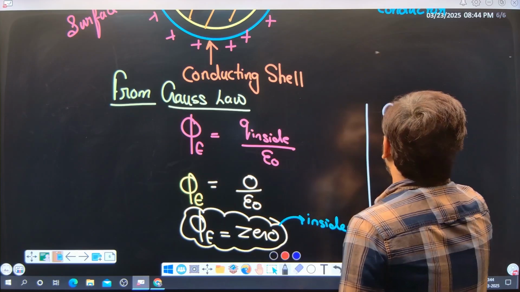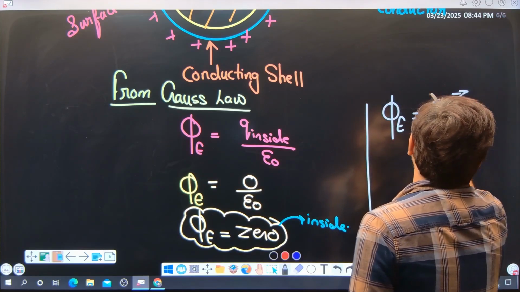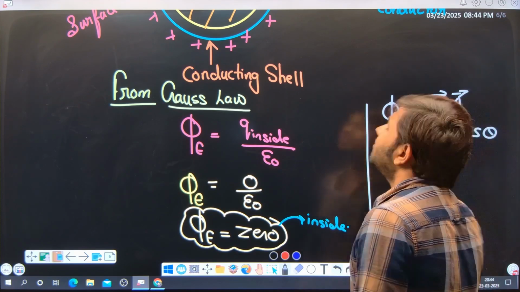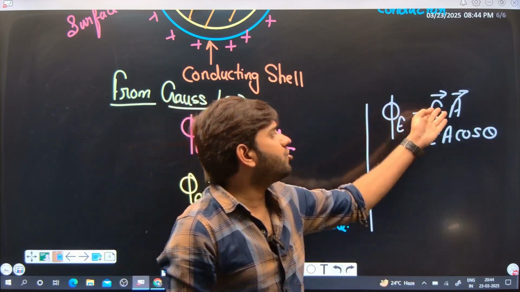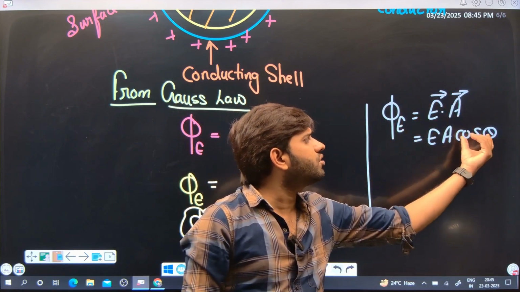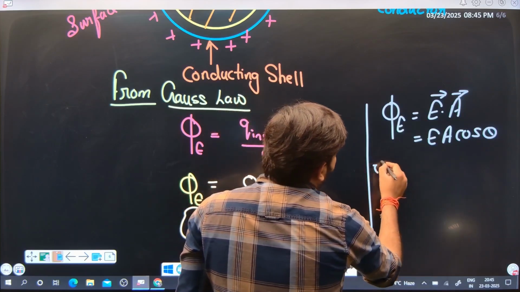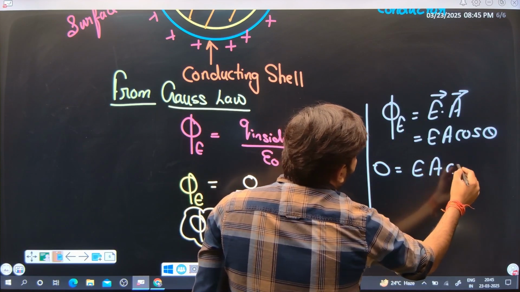Another formula of flux is E dot A in vector form, or E A cos theta in scalar form. If you remove the dot here, the cos theta will come. So no issue. The zero flux I have written here, E A cos theta.